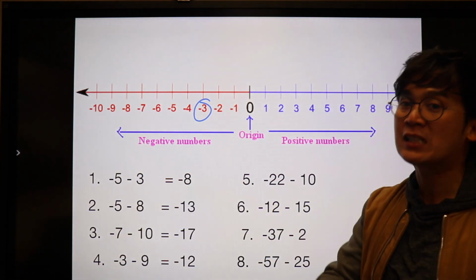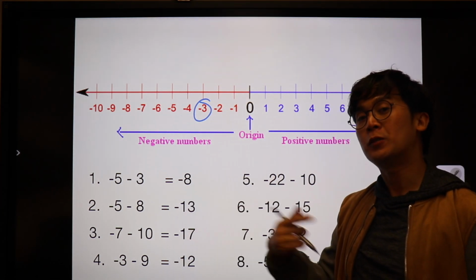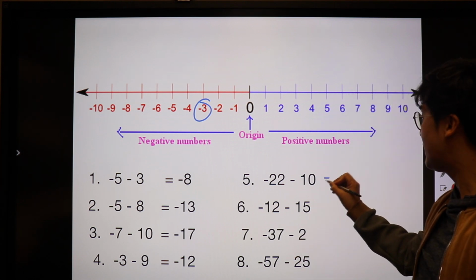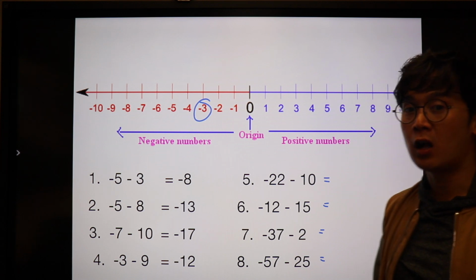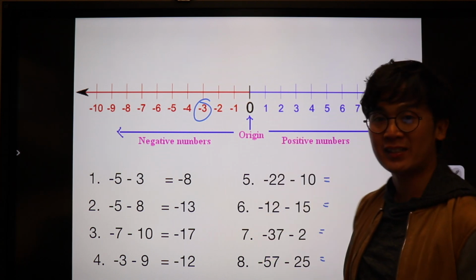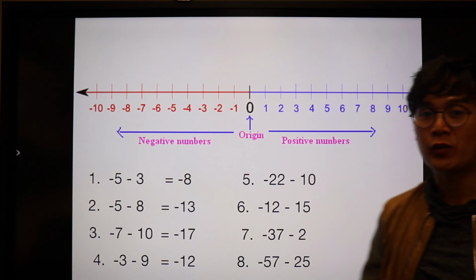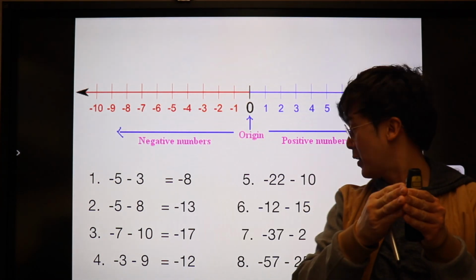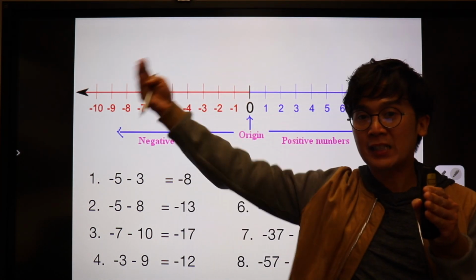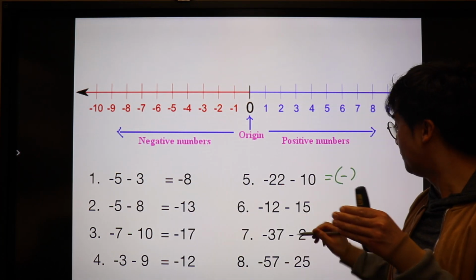And again, to test if you're understanding the concept of this particular pattern of subtracting integers, let's see if you can figure out the signs of the results in subtracting 5, 6, 7, and 8. And for number 5, we'll have negative 22 minus 10. So negative 22, this is 0. Negative is this part. So negative 22 minus 10 is moving farther away to the negative side. So this is a negative answer.